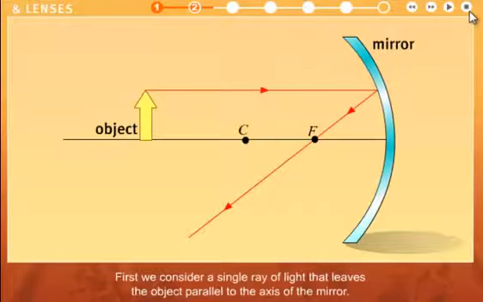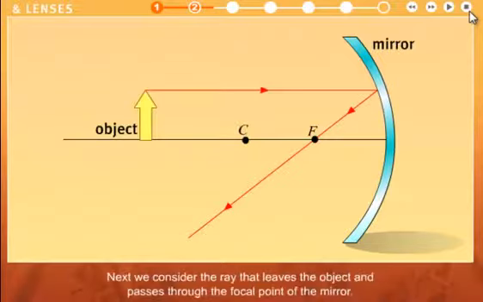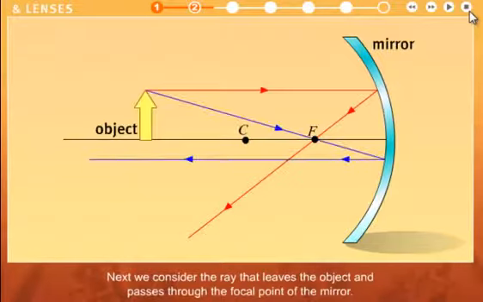First, we consider a single ray of light that leaves the object parallel to the axis of the mirror. Because this ray that approaches the mirror is parallel to the mirror's axis, when it is reflected, it must pass through the focal point. Next, we consider the ray that leaves the object and passes through the focal point of the mirror.